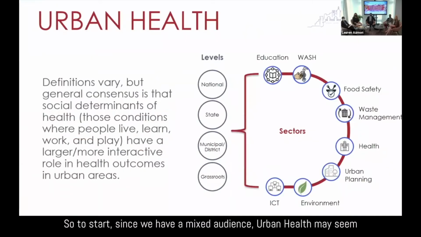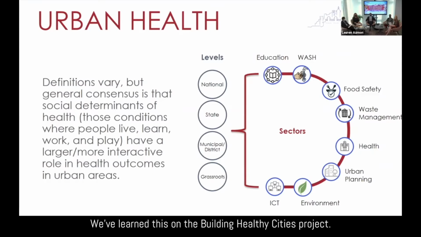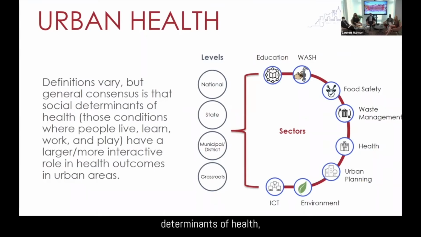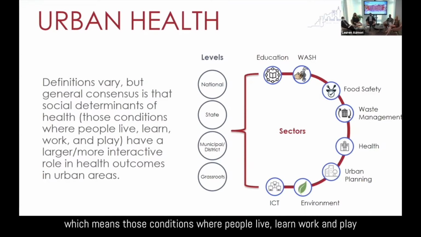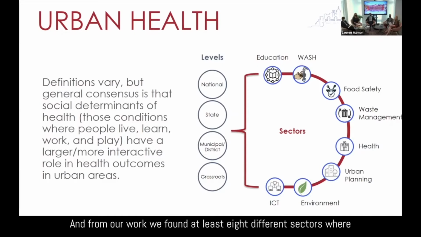So to start, since we have a mixed audience, urban health may seem like a straightforward term, but actually the definitions vary widely. And we've learned this on the Building Healthy Cities project. So today we're going to go with the general consensus that social determinants of health, which means those conditions where people live, learn, work, and play, have a larger and or more interactive role on health outcomes in urban areas. And from our work, we found at least 8 different sectors where there are social determinants of health that have direct impact on health outcomes.